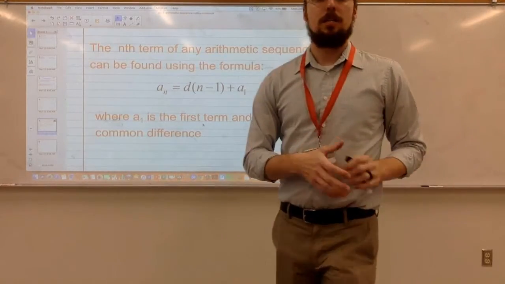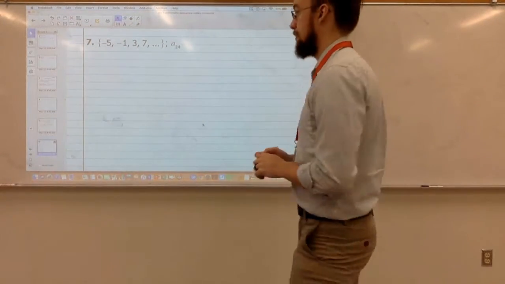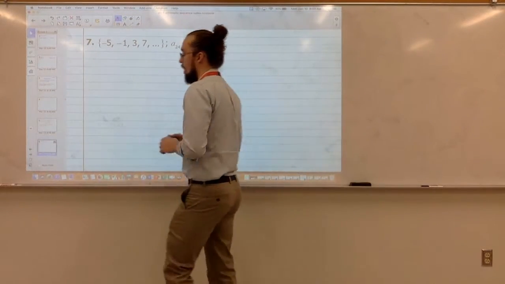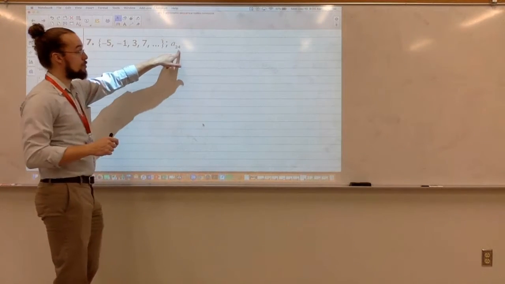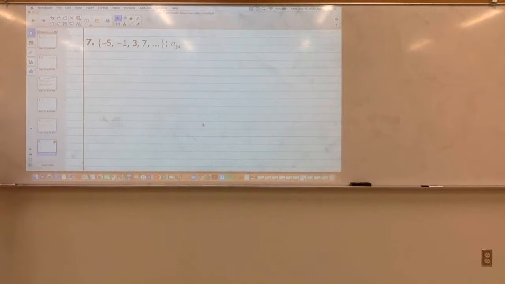So let's take a look at using this. Okay, so on your directions, it says we want to first write a rule for each arithmetic sequence, and then use that rule to find whatever term in question. In this case, we want to use that rule to find the 24th term.